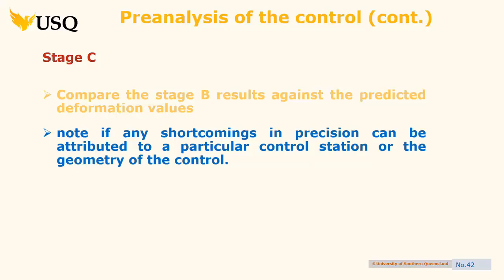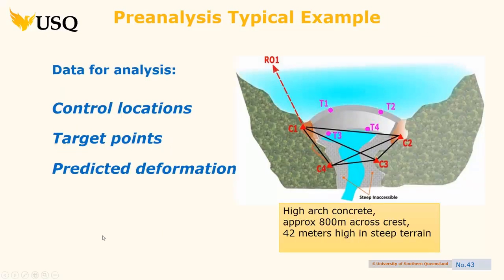You remember some of those scenarios with the steep cliffs? Maybe there's one point that juts out. Well, there's no reason when you occupy that point that you don't take more observations. It's less certain, right? And you may not need the more observations. Now, that pre-analysis allows you to play with all these things. Okay, so this is a typical example.